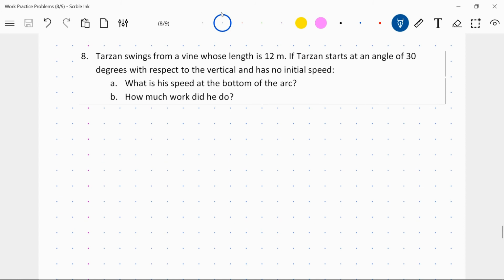Okay, we'll get to B in a second, but let's visualize this one. There's a bit more going on in this one. There's a vine that I'm imagining to be attached at some point to a tree or who knows what, and that vine initially makes an angle of 30 degrees to the vertical. So 30 degrees. Okay, so this is right here. I'm imagining this to be Tarzan. In fact, I was going to change it to a box, but that's fine. We know that the length of this vine is 12 meters. Notice that that is not the height. It's just the length of the vine.